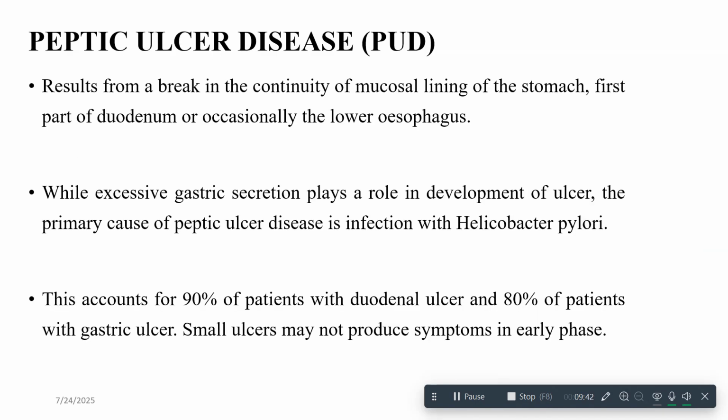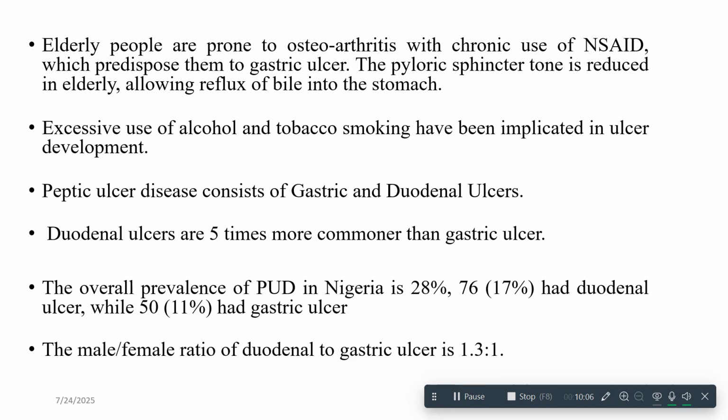This results from a break in the continuity of the mucosal lining of the stomach, first part of the duodenum, or occasionally the lower esophagus. While excessive gastric secretion plays a role in the development of ulcer, the primary cause of peptic ulcer is infection with Helicobacter pylori. This accounts for 90% of patients with duodenal ulcer and 80% of patients with gastric ulcer. Elderly people prone to osteoarthritis with chronic use of NSAIDs are predisposed to gastric ulcer. Excessive alcohol intake and smoking have been implicated in ulcer development.